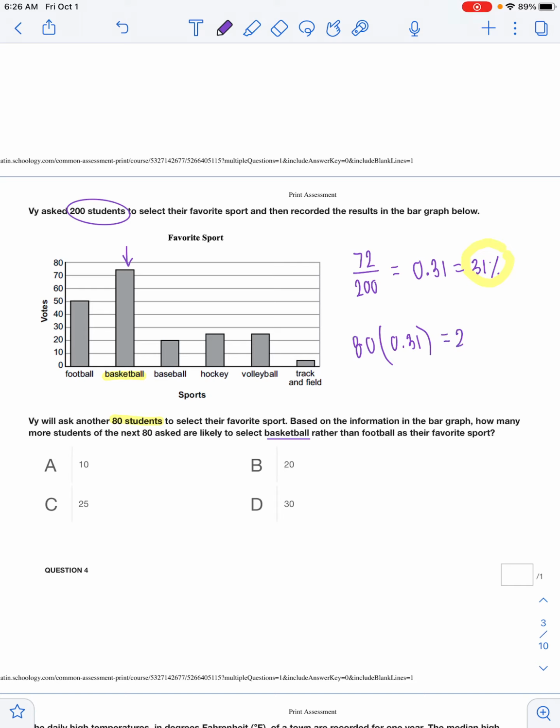But remember that your answer shouldn't be exactly correct because we had to make an estimation here of exactly how tall this bar was. But I can see that 24.8 is pretty close to 25. And so I know that that is the best estimation for this answer.